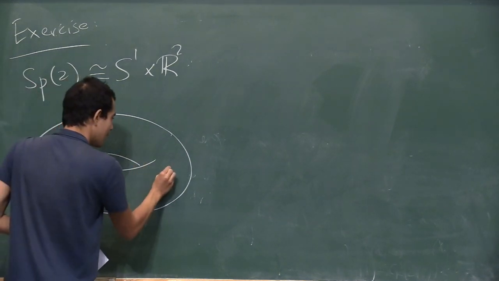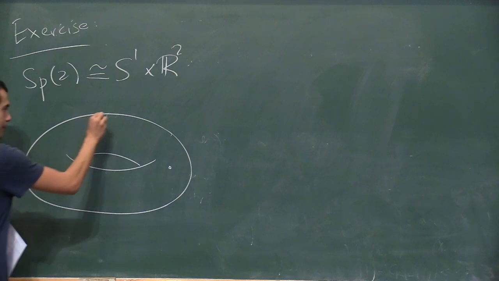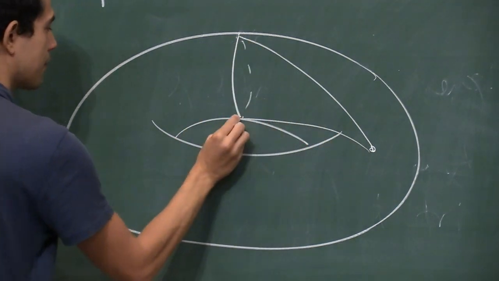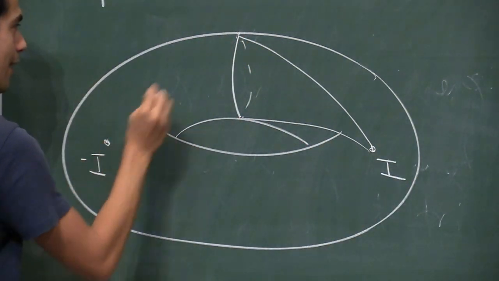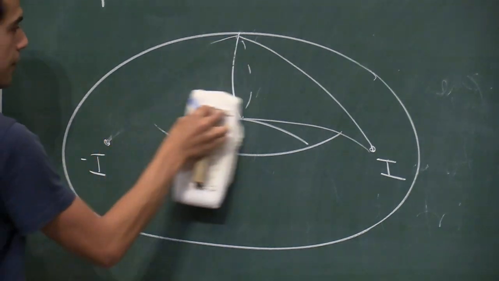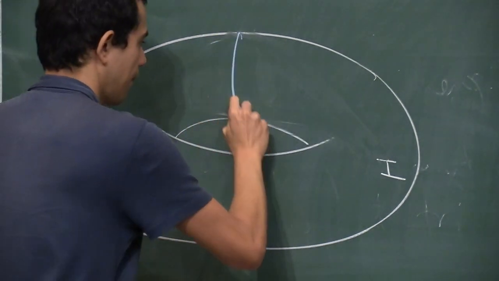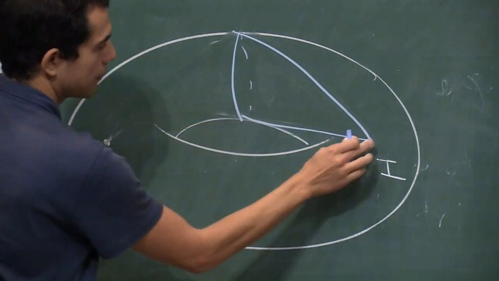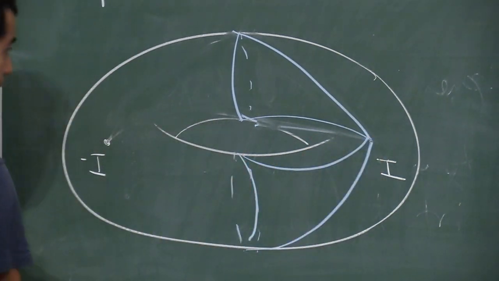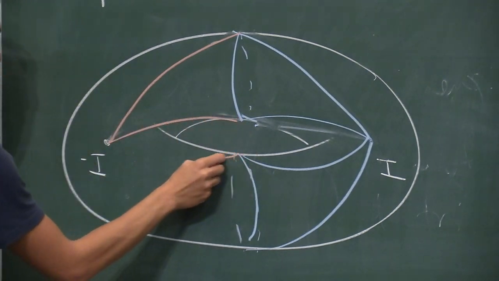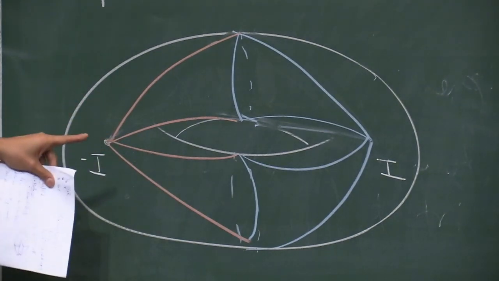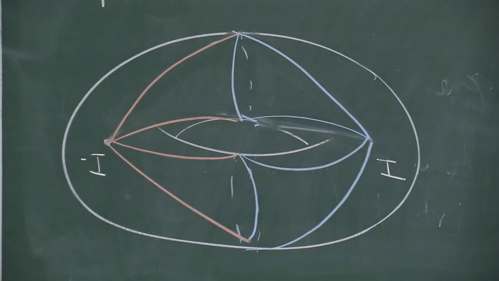And then if you look inside here, there's a very nice picture, which you can draw. This is my R2, this is my S1. Here's the identity, here is minus the identity. Let me use colors. The blue set is the set of matrices that have 1 as an eigenvalue, and the pink set is the set of matrices that have minus 1 as an eigenvalue.